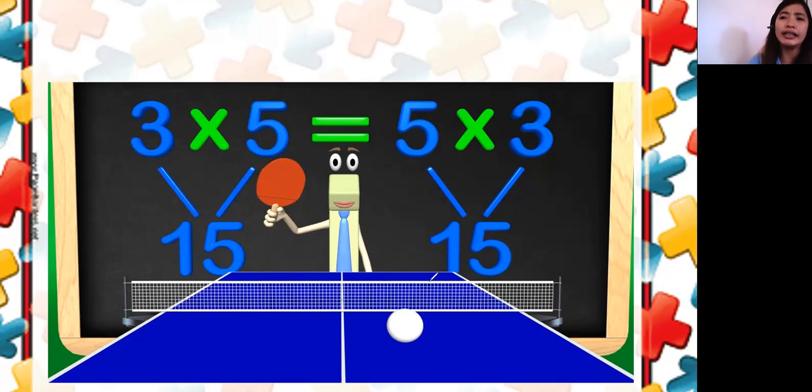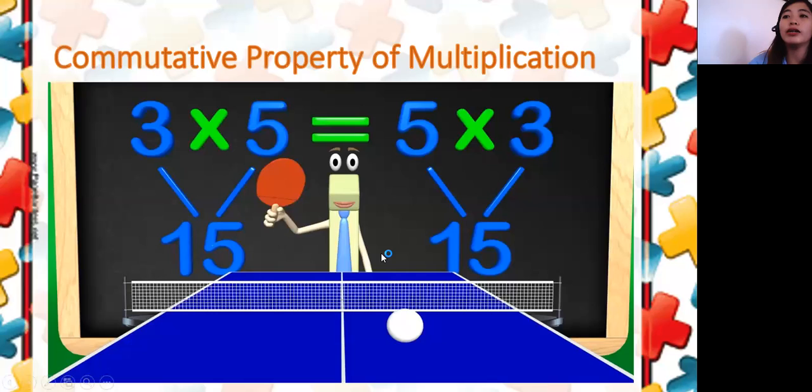Take a look at the number sentence. What can you say about it? Kindly take a look. Yes, the factors were interchanged. The factors have changed in position. And that is what we call the commutative property, or the commutative property of multiplication. We can also call it CPM. CPM stands for commutative property of multiplication. Kindly say it. Okay, very good. Let us continue.